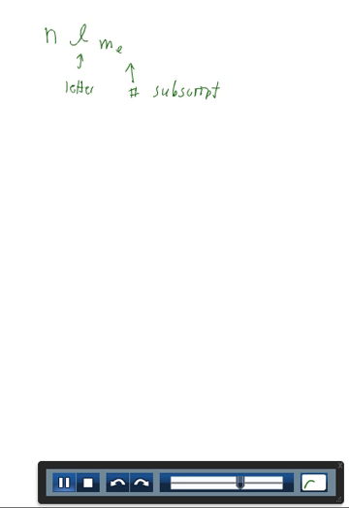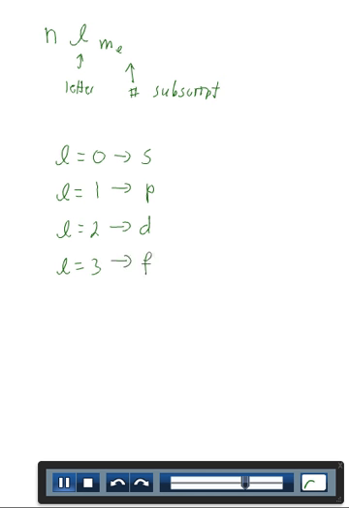So historically, they didn't do it alphabetically, but historically L has been given the following letter designations. If L is 0, we give it an S letter. If L is 1, we give it a P letter. If L is 2, we give it a D letter. If L is 3, we give it an F letter. And L equals 4, then we just start going alphabetically from F. So L equals 4 is G, L equals 5 is H, and so forth.